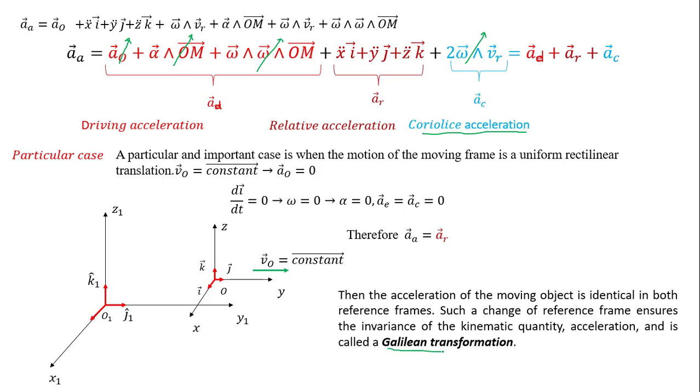So what is a Galilean transformation, or what is a Galilean reference frame? A Galilean reference frame means that we have a frame that is moving with a constant velocity vector. v0 is a constant. In this case, the acceleration will be an invariant quantity. It's a constant, whatever the reference frame is. So the absolute acceleration will be equal to the relative acceleration, and this is equal to the constant acceleration.